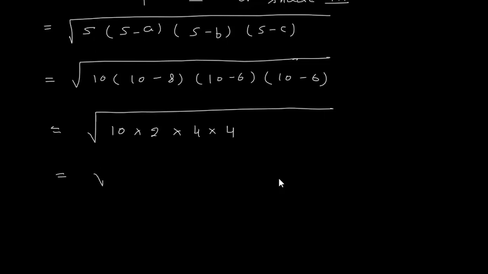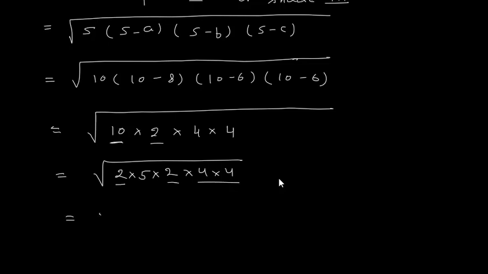Now this 10 I will write as 2 into 5, into 2 is there, into 4 into 4. Now this 4, 4 is one pair and 2, 2 is one pair. So this is 2 into 4, and I have root 5. So 2 fours are 8, this is 8 root 5. So the area of the third part is 8 root 5 centimeter square. Done. Area of part 1, part 2 and part 3, right?